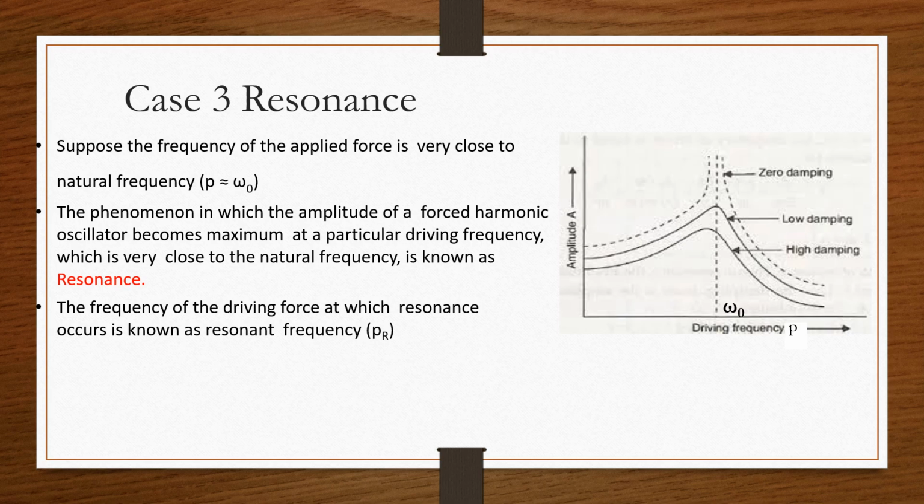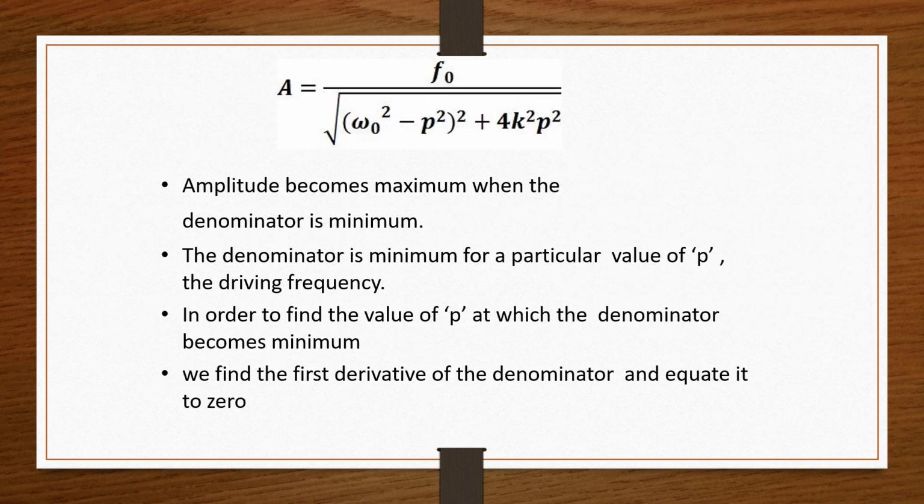Now we are going to derive expressions for the maximum amplitude, called A max, and also an expression for the resonant frequency p_R. In this expression for amplitude, we know that the value of A becomes maximum when the denominator is minimum. At resonance, we get the maximum value of amplitude, that is, A becomes A max when the driving frequency p becomes equal to p_R, the resonant frequency. That is, the denominator is minimum for a particular value of p, when it is equal to p_R.